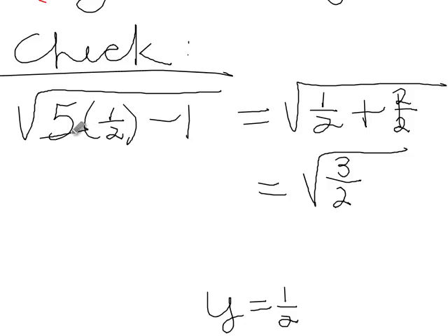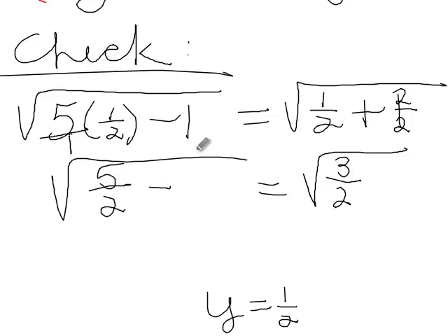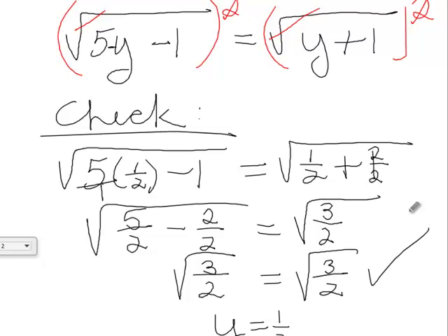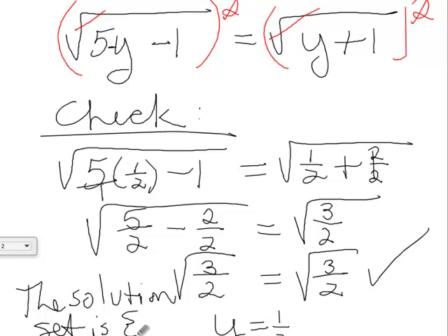So when we multiply the 5 by 1/2, you can remember that the 5 is over 1, so you multiply straight across. And this becomes the square root of 5 over 2. And if we want common denominators, this 1 here will become 2 over 2. And now you can subtract your numerators, and 5 minus 2 gives us 3/2. And again, it checks out. So we would say that the solution set is 1/2.